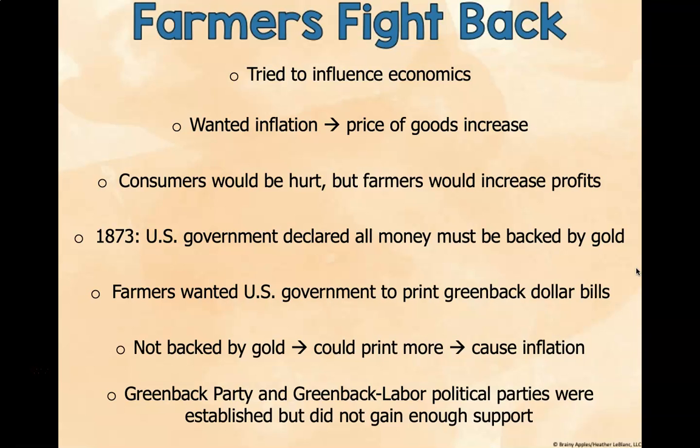In 1873, the U.S. government declared all money must be backed by gold. This was known as the gold standard. The farmers wanted the U.S. government to print greenback dollar bills, which were not backed by gold. You could print more money, but it would cause inflation. The Greenback Party and the Greenback Labor political parties were established, but they did not gain enough support.